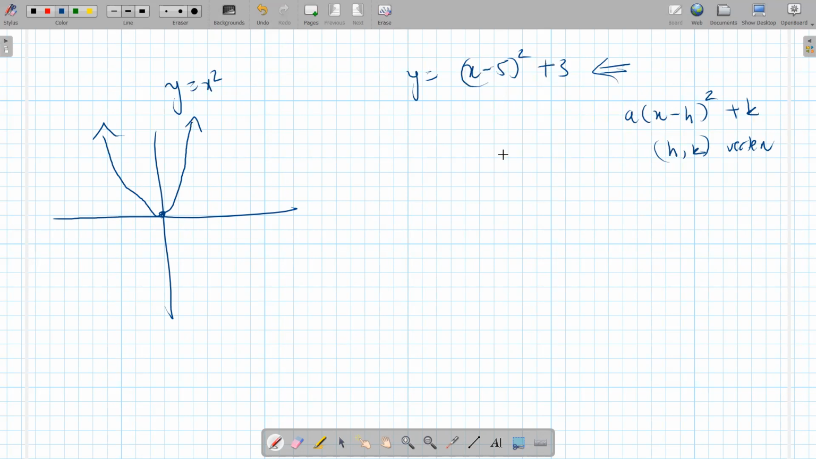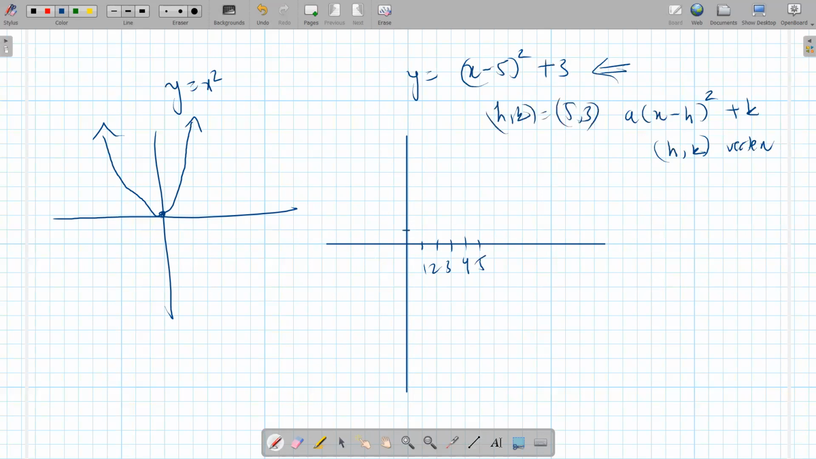So the vertex k is 3. And h is? What's h again? H is right here. It's going to be negative 5? No. See, it's already minus here. So h is positive 5. 1, 2, 3, 4, 5. So that means our vertex h comma k is at 5 and 3. 1, 2, 3.